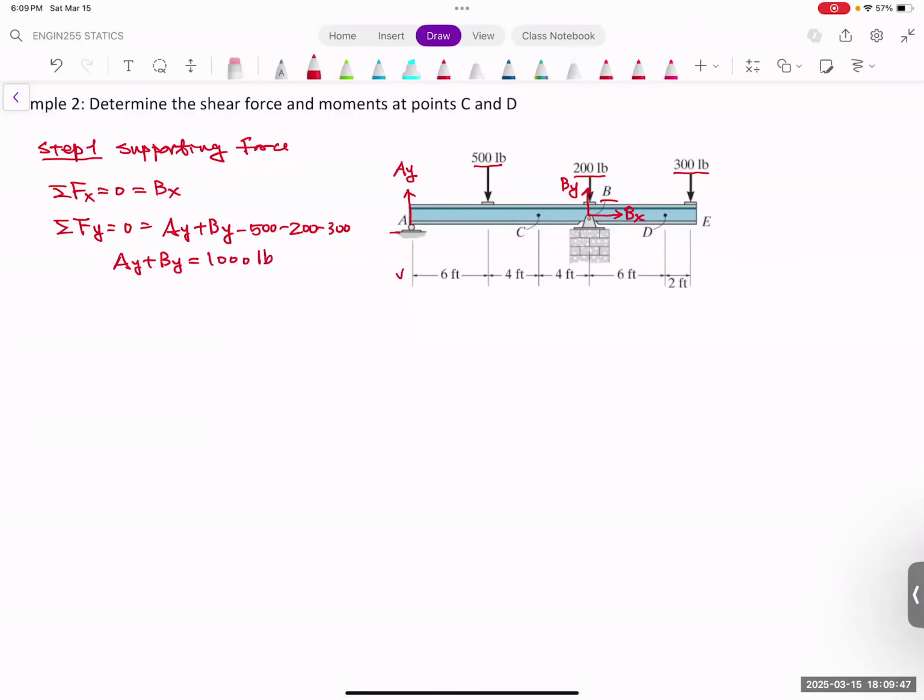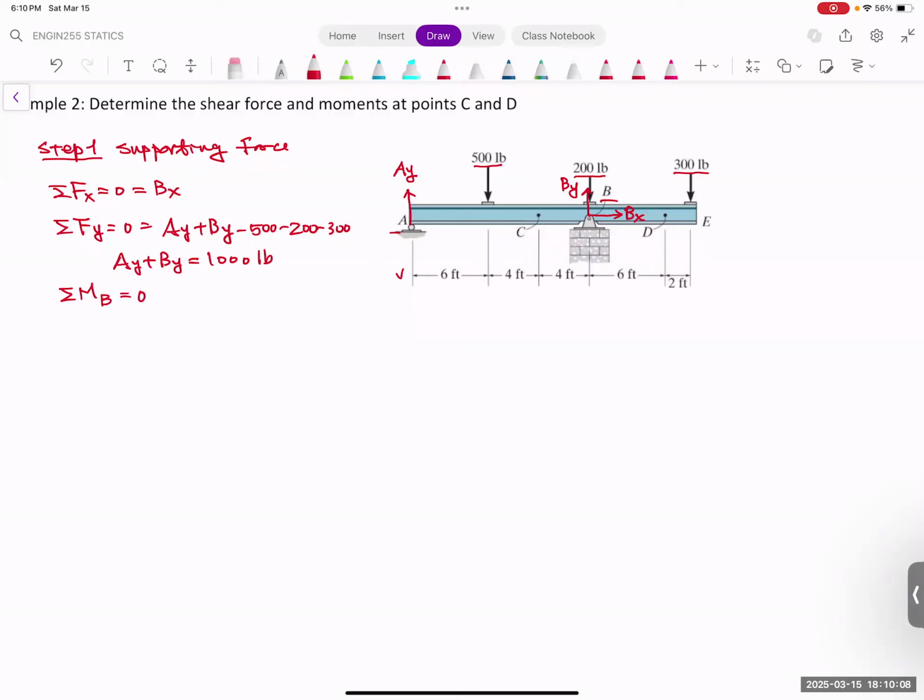We need one more equation. We can do a summation moment. Now, when you do summation moment, you have to pick a point. In this case, I'm going to pick point B because we have 3 loadings acting on the point B. I can save a lot of calculation without considering any force that goes through the point B.